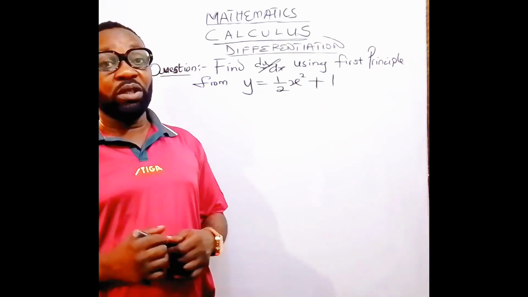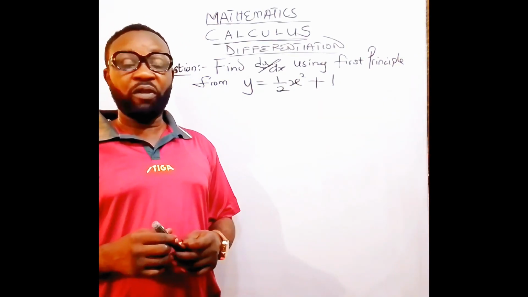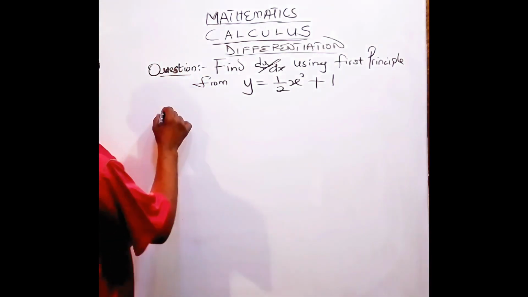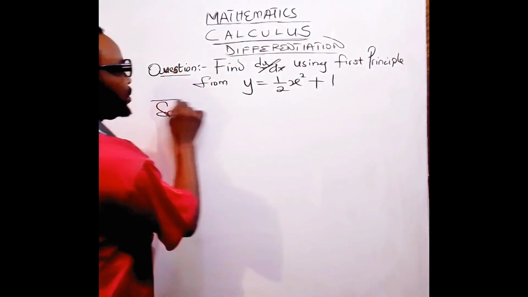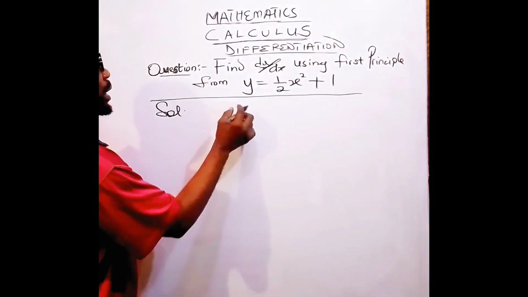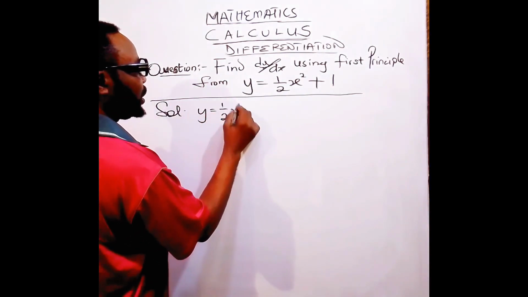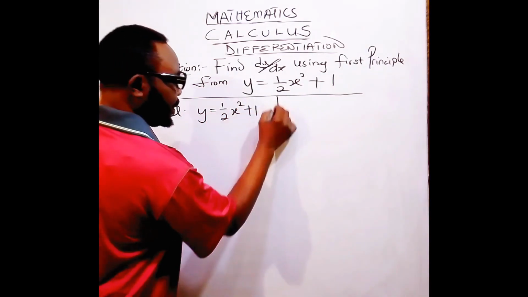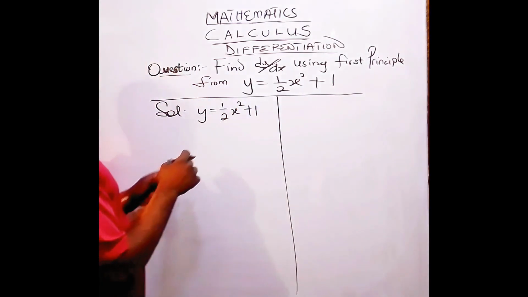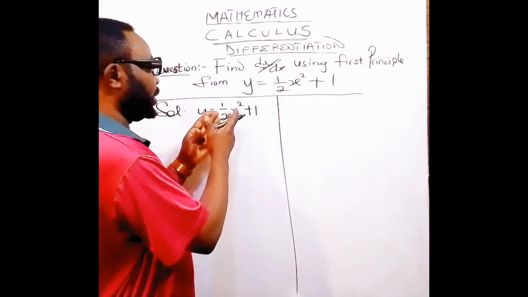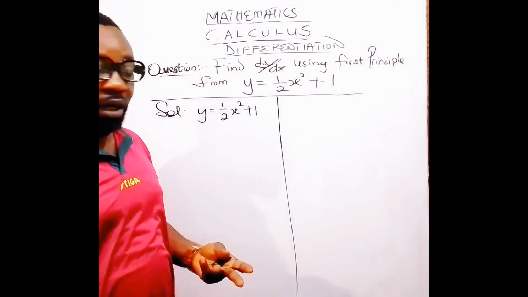Look at the way I'm going to do this one now. You can use it to solve any other question. It's very simple. Now, I want to have the solution here. So, I say y equals 1 over 2 x squared plus 1. I write the question. Now, this 1 over 2 x squared means that the half is multiplied by x squared.